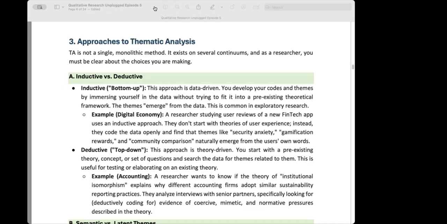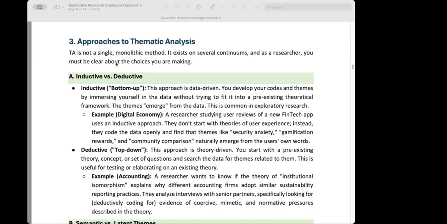You've hit on a crucial point. Making these choices explicitly, consciously, and being able to articulate why you made them is paramount for rigorous application and for defending your methodological approach later on, say in your Viva. Let's break down these critical distinctions because they truly define the kind of insights you'll ultimately extract from your data. Okay, let's get into these continuums. First, we have the fundamental distinction between inductive versus deductive approaches. This really speaks to how much prior theory guides your analysis from the outset.